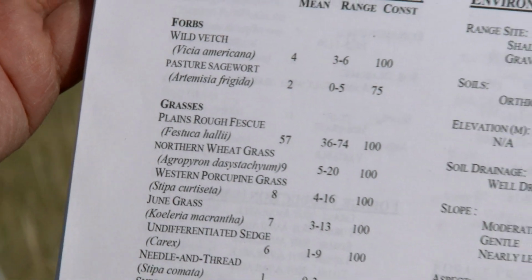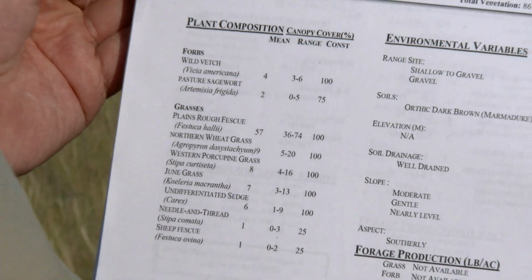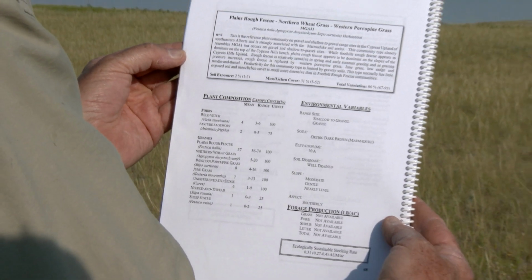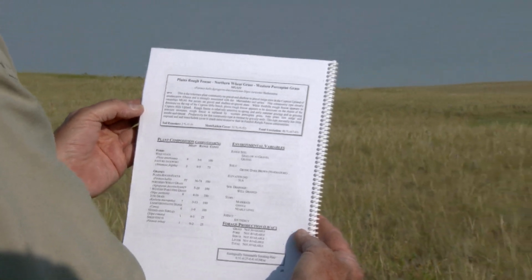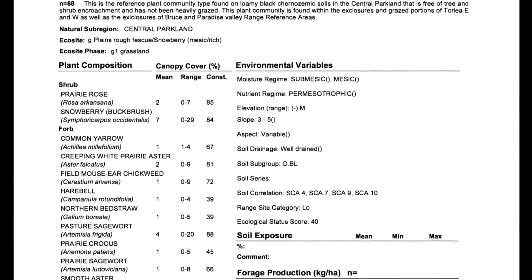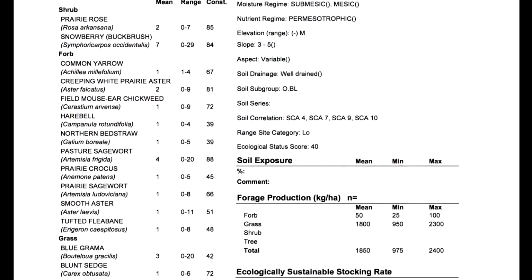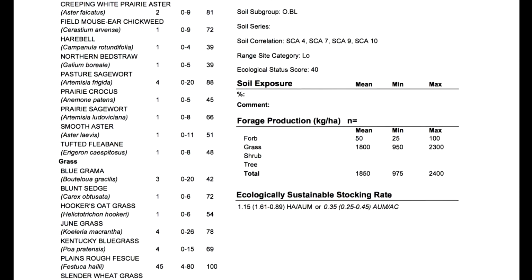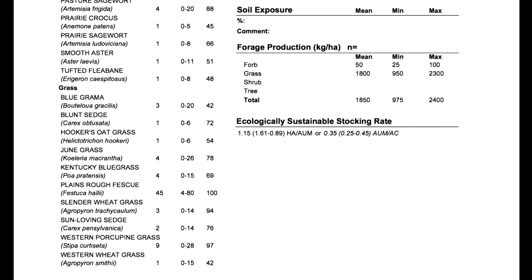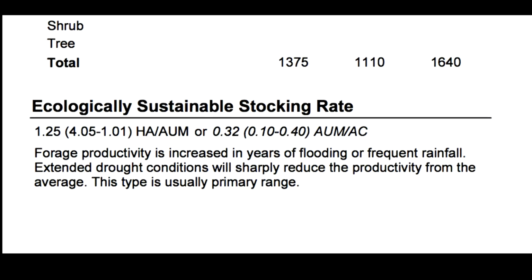So range plant community guides are a reference to ensure that each unit of rangeland is evaluated appropriately based on its site potential. Once the appropriate plant community is identified, detailed information is available to apply the health indicators, including dominant plant species, plant community structure, expected bare soil, and ground cover. A recommended ecologically sustainable stocking rate is also provided for each community.